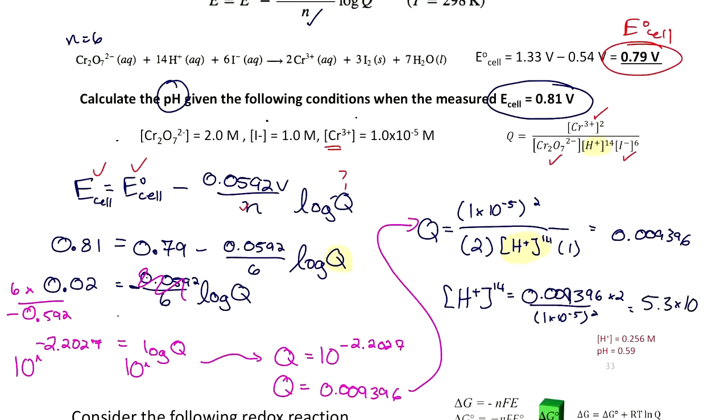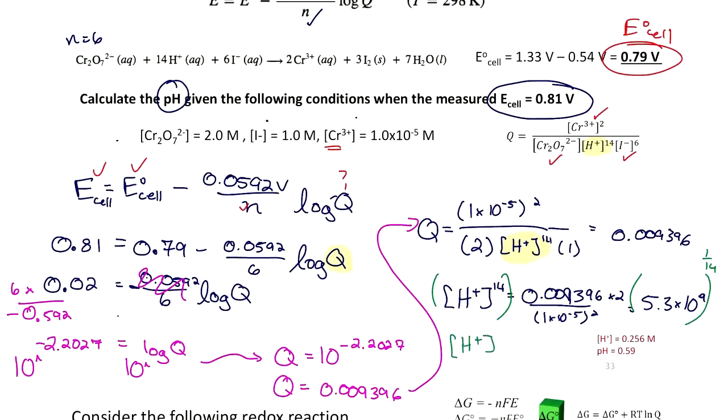5.3 times 10 to the negative 9. Okay, but this is H plus to the 14th power. Should you spend time and look for the 14th root on your calculator? No. So how do we undo the 14th power? Take both sides to the 1/14th, 1 over 14th. So into the 1/14th exponent here, and that's how you undo that H plus.